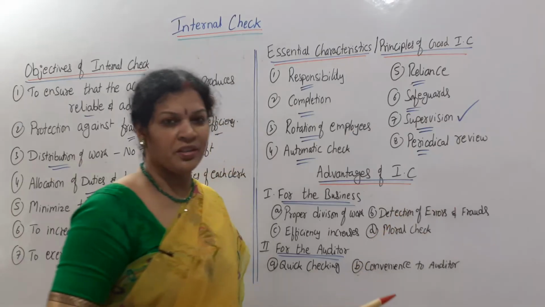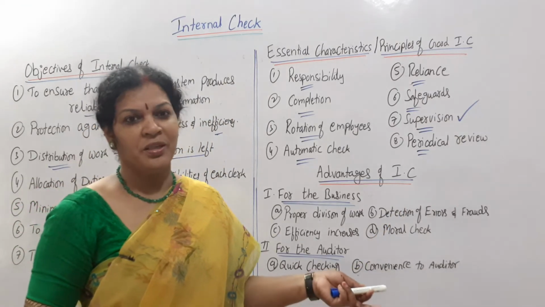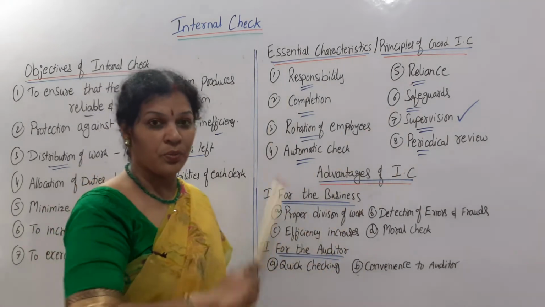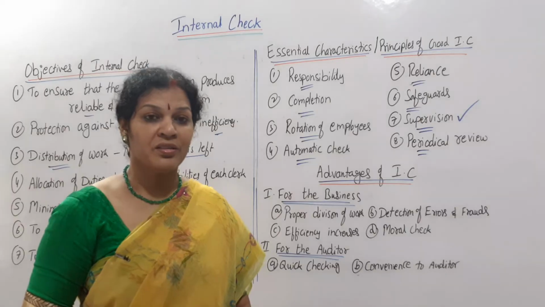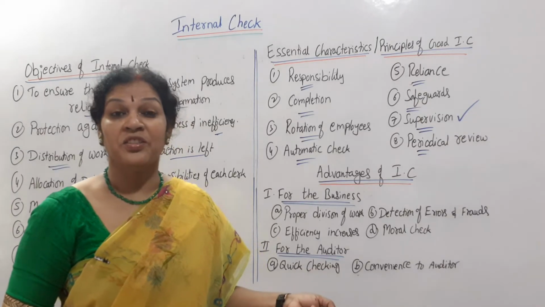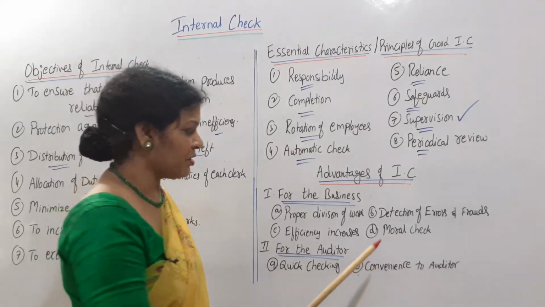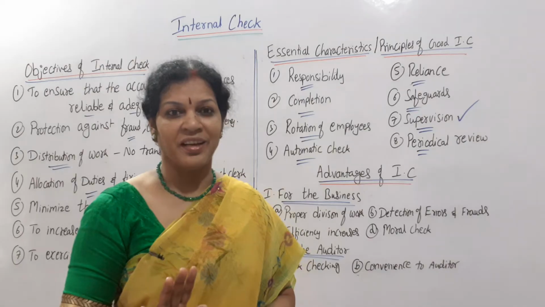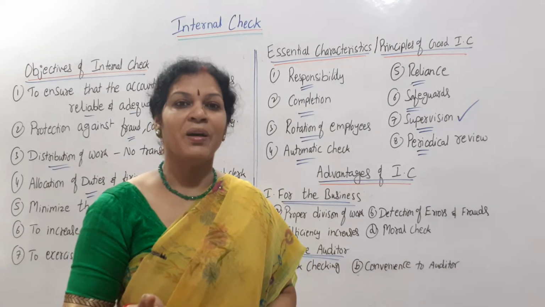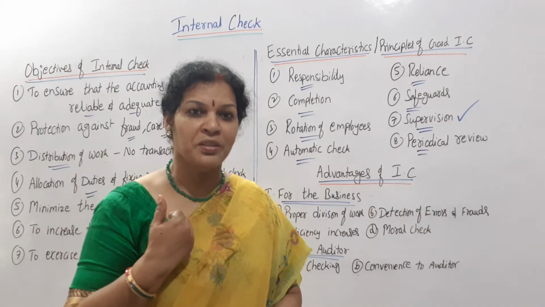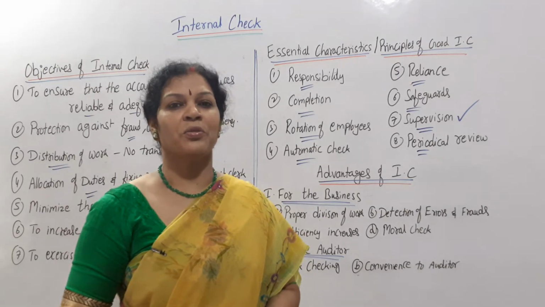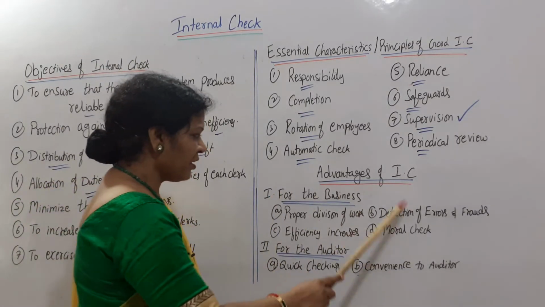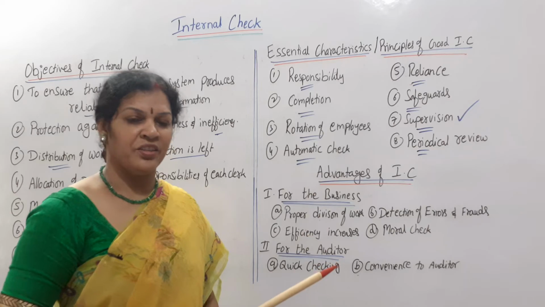And detection of frauds and errors. When you have internal check system, immediately you can find them out. In the same way, efficiency increases, as we have discussed so far. Every clerk will be honest and alert, so his efficiency of work will increase. And moral check. My work is being checked by another person, I need to be sincere, I have to be honest. So the moral values of all the clerks are also going to increase. It's a moral check to all the employees. So these are the advantages for the business or client, you can say.